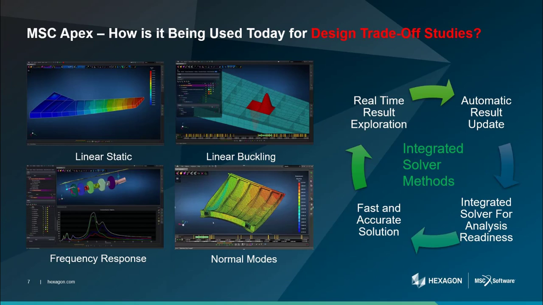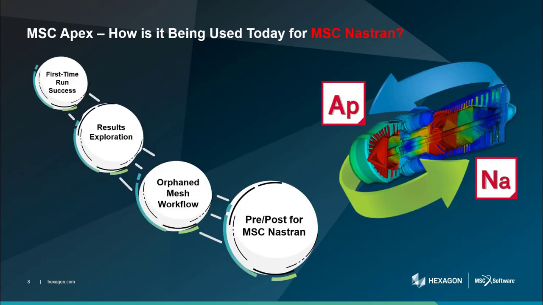For design trade-off studies, MSC Apex is being used to not only get the answers right the first time, but also to perform design trade-off studies for linear statics, linear buckling, normal modes analysis, and frequency response dynamics. This is fast, it's accurate, and it's integrated with a solver and allows the user to verify and validate before making a design change. In terms of MSC Nastran, Apex is being used to ensure first-time run success, explore results, view and manipulate an orphan mesh model, and also be a general pre- and post-processor for MSC Nastran.